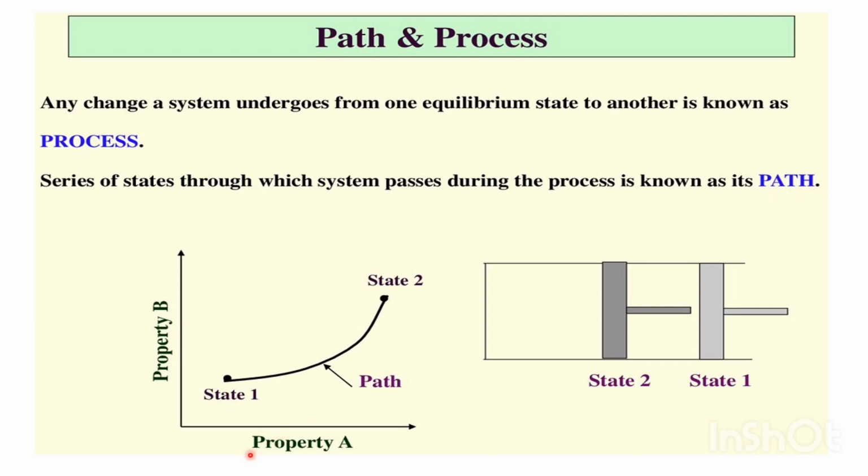You can see here, I will call this property A and this property B. The system is at state 1. In the previous slide we showed the example: the system had mass 2 kg, temperature 25 degrees centigrade, and volume 1 meter cube. In the next state, the volume is 3 meter cube. That means a series of states through which the system passes during a process is known as the path of the process.